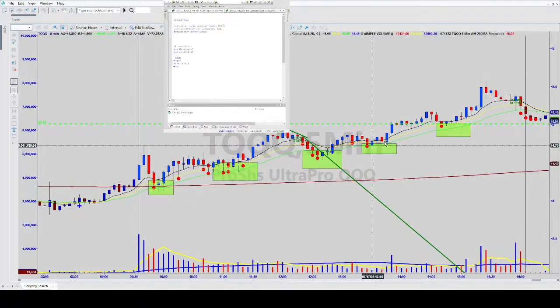Okay. So I got rid of a few more. This one here is solid. This one here is solid. This one here has a lot going on. We probably need to put in a condition that takes away that super long wick.